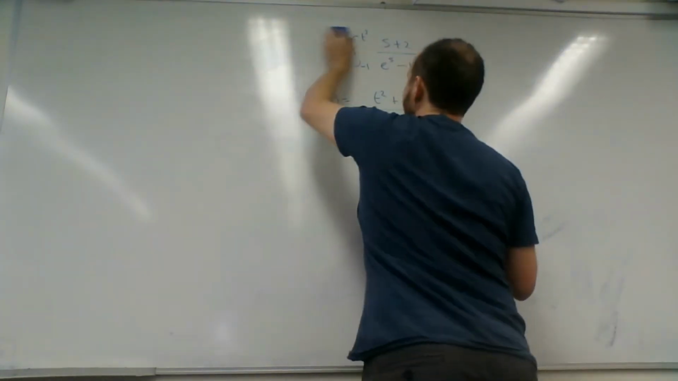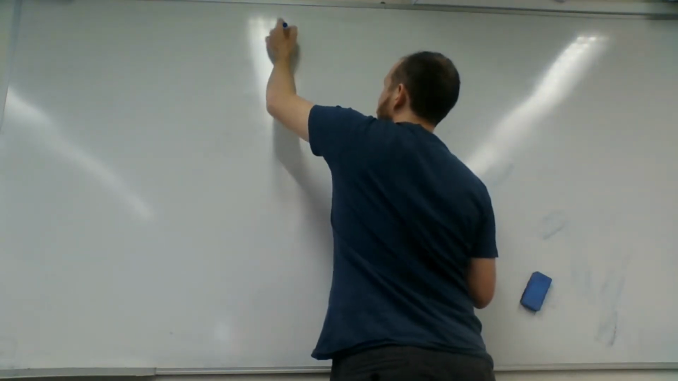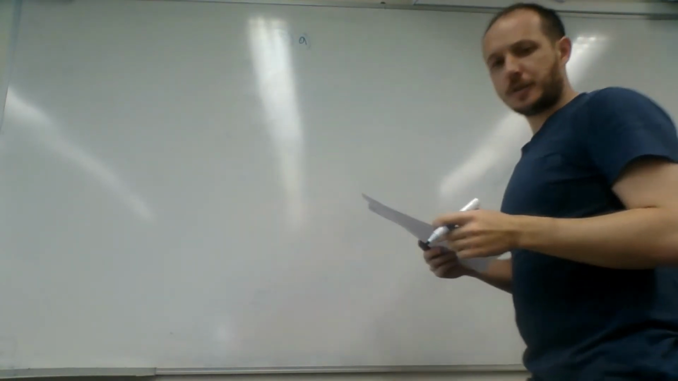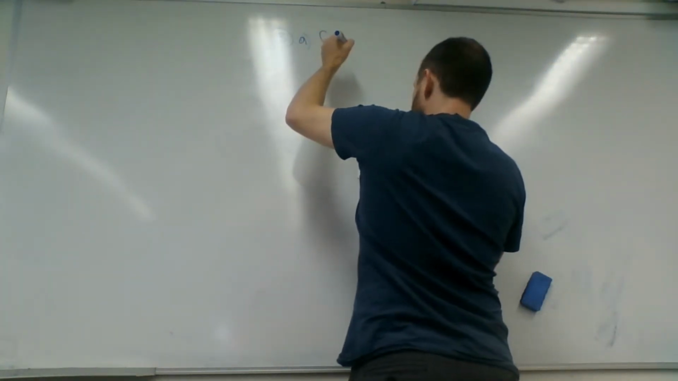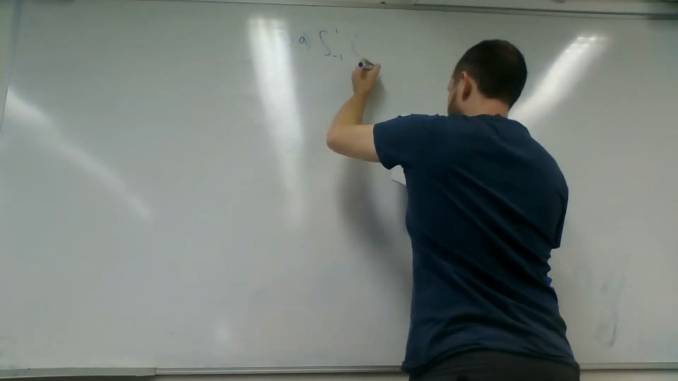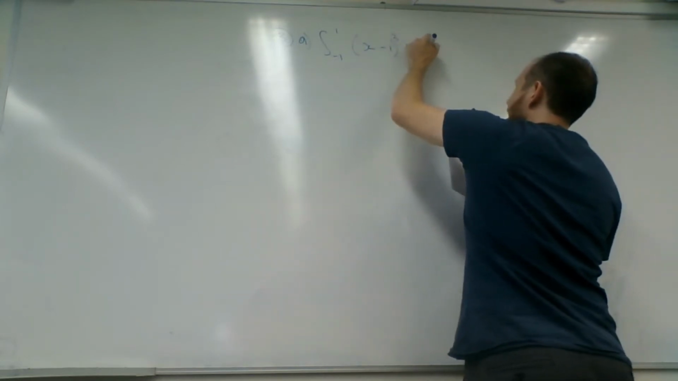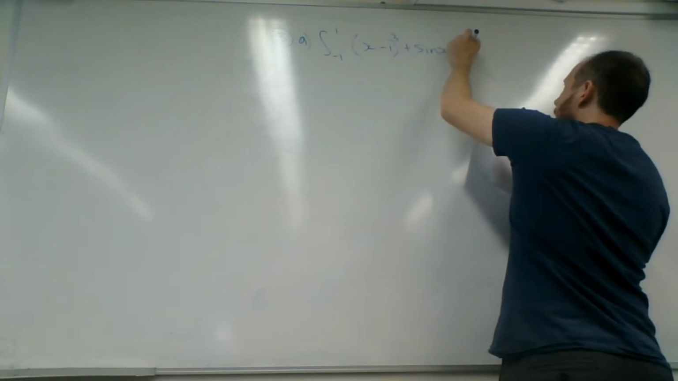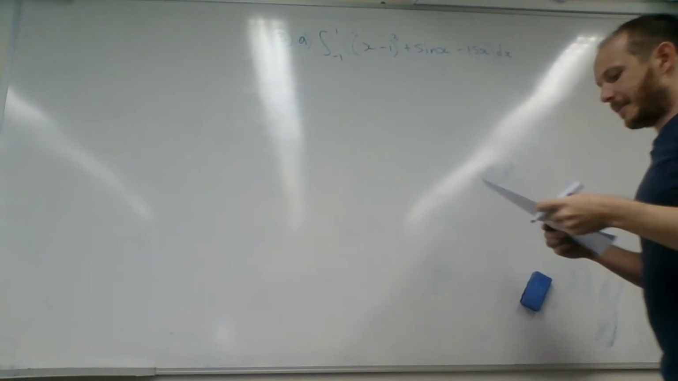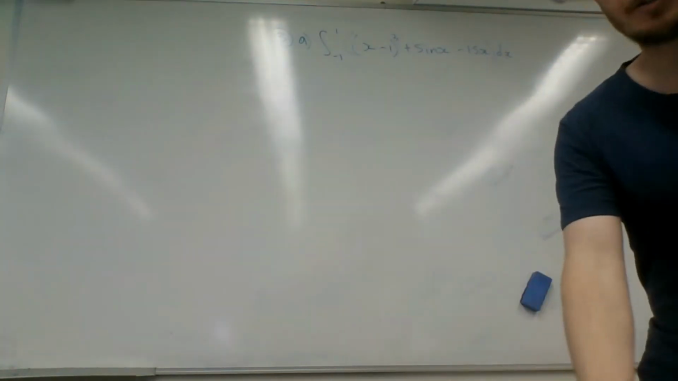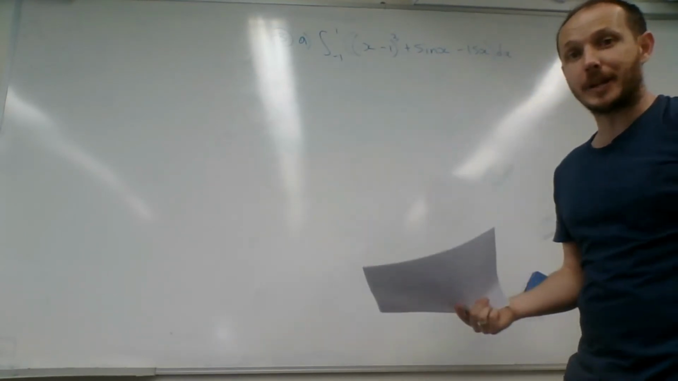Alright, now on to the last question for today, which is question number 3. We've got 3 parts to question number 3. The first part gives us the integral from minus 1 to 1 of (x take 1) cubed plus sine x minus 15x dx. Now I'm going to do this one a little bit differently. The question says to use properties of odd and even functions if applicable.